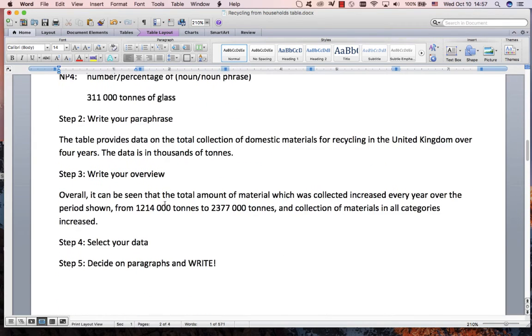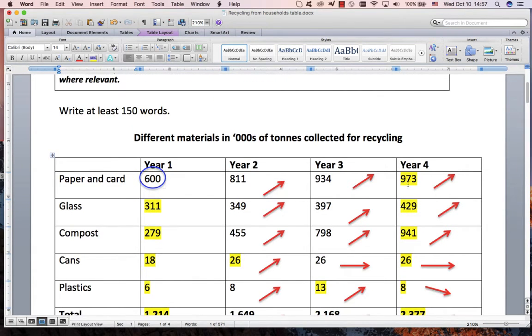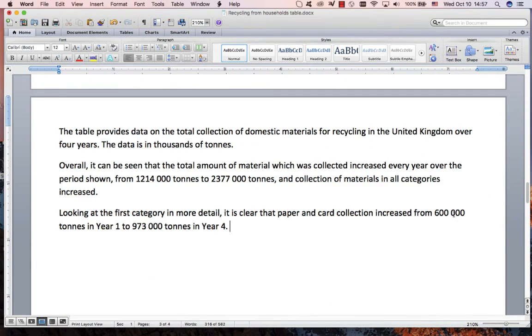So we're back with paper and card from 600 to 973. Paper and card collection increased from 600,000 tons in year 1 to 973,000 tons in year 4. And that's all you need to do, really. I see so many students, they think, it's too simple. Keep it simple.